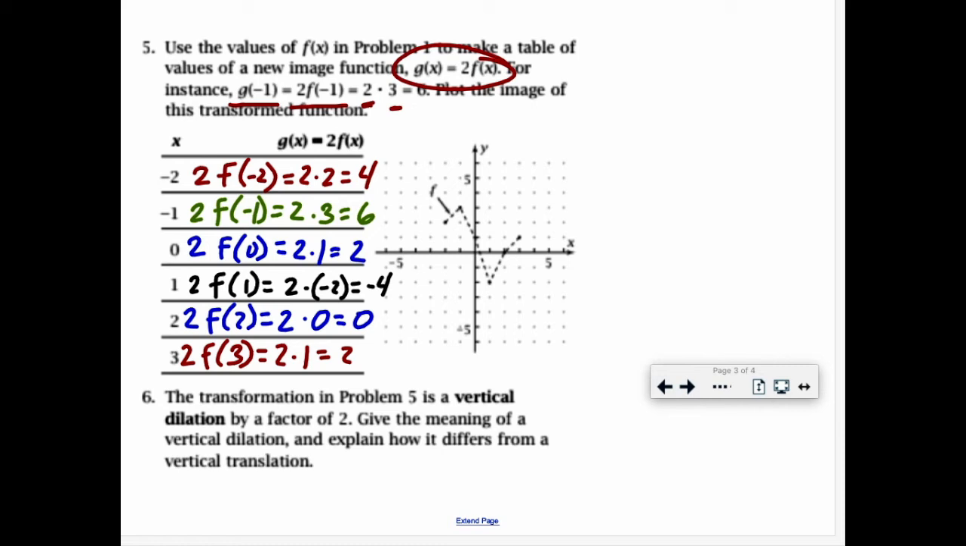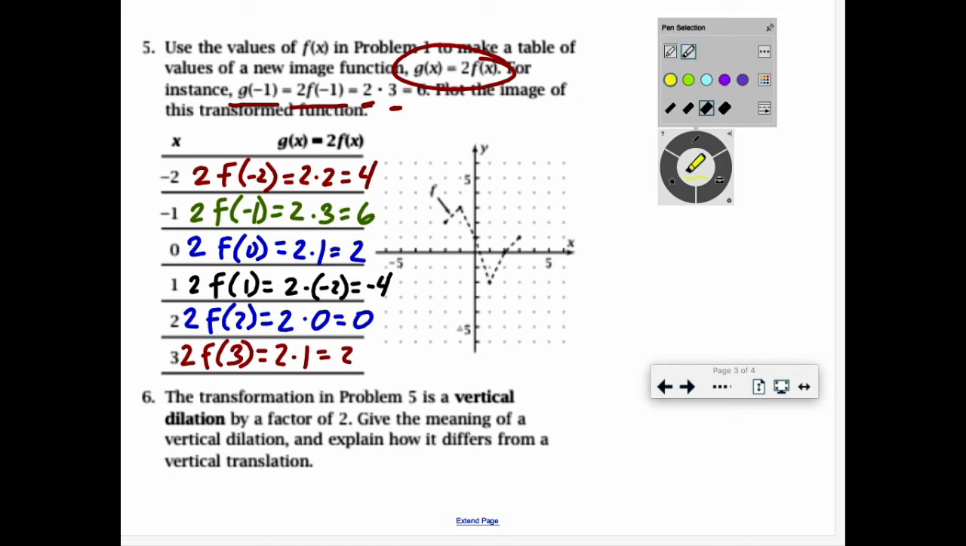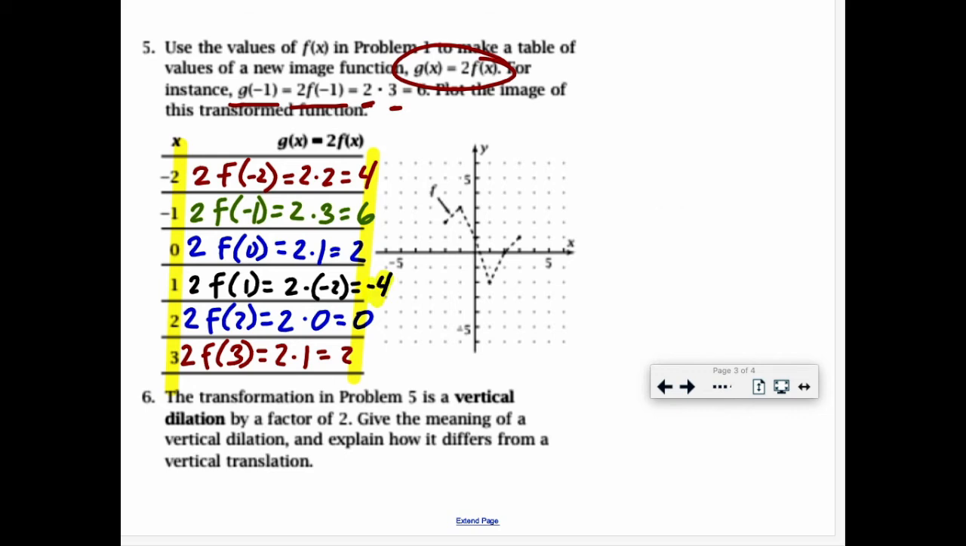Okay, now we can graph these out as well. Same way that we did before, we're going to have all of these x values combined with these new y values to make points. So for instance, in the first one, I'd use (-2, 4). In the second one, I do (-1, 6). Let's plot out the rest.